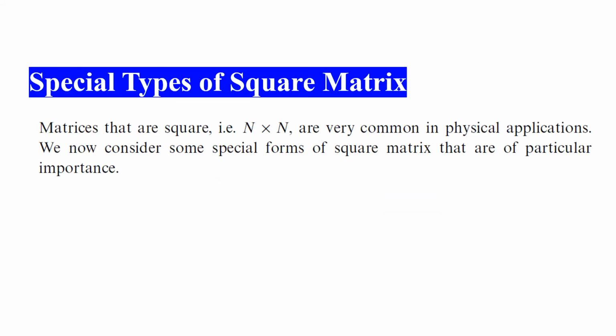Now let us discuss some special types of square matrix. Matrices that are square, that is, n by n matrices, are very common in physical applications. We now consider some special forms of square matrix that are of particular importance.